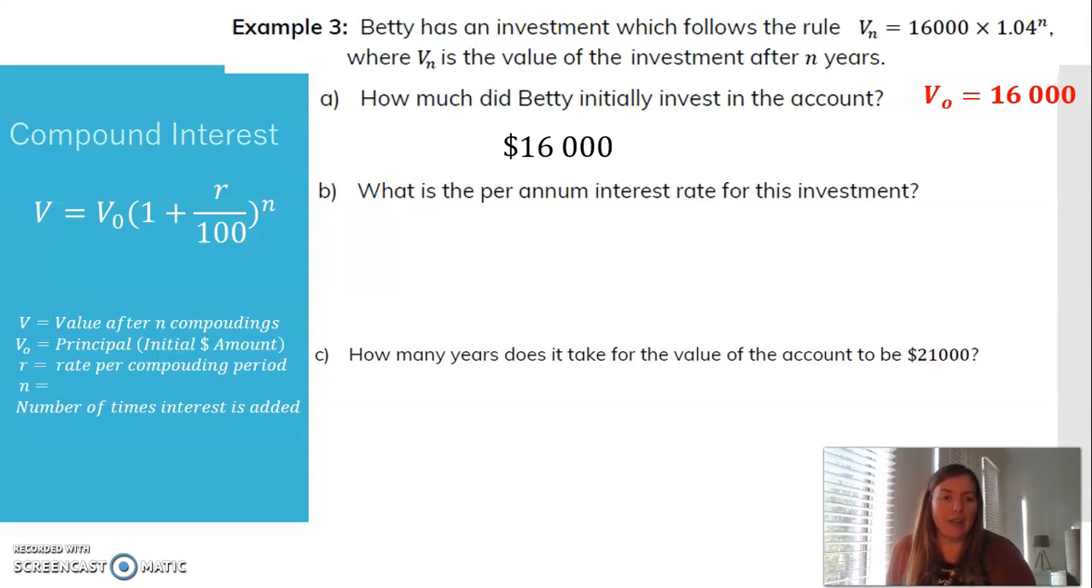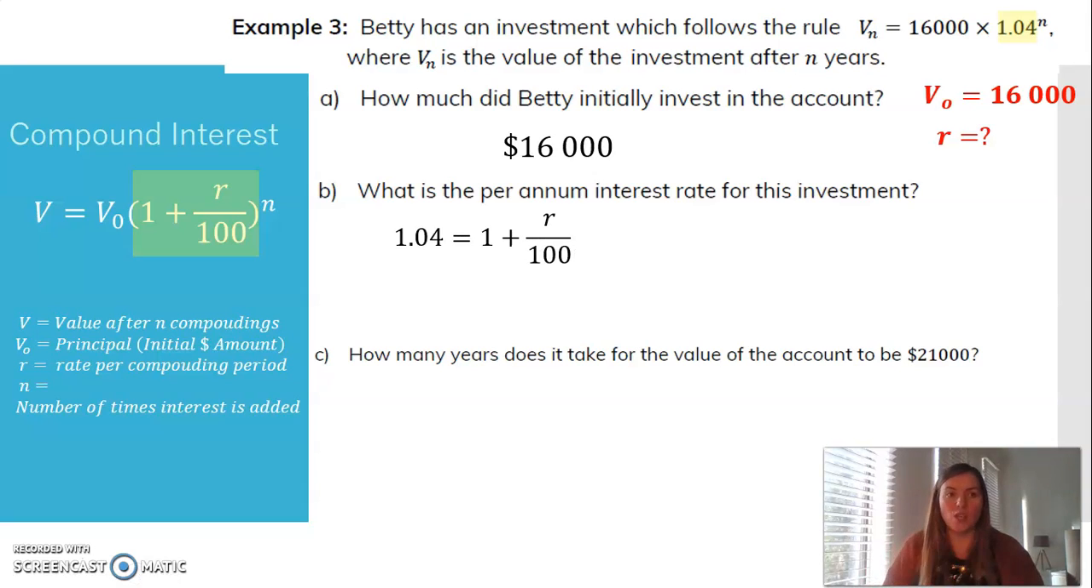What is the interest rate for the investment? Now, as I said, it's obviously got something to do with this 1.04 part here, but that doesn't mean it's the interest rate. This is what this bracket will equate to. So I'm going to get what's in this bracket, 1 plus R on 100, and I'm going to let what's written in this spot here equal what's written in the bracket here. So I've got this: 1.04 equals 1 plus R on 100. So hopefully you can see that's how these two are linked.